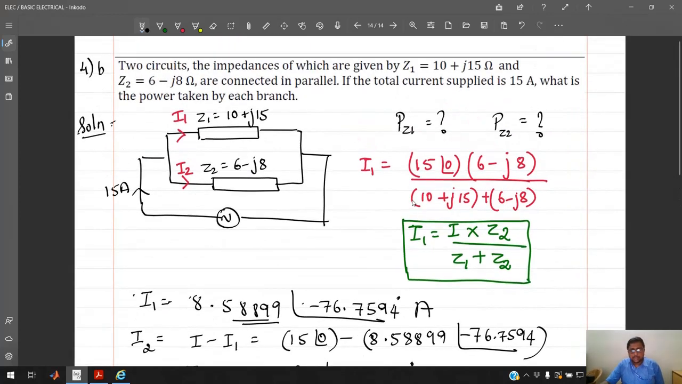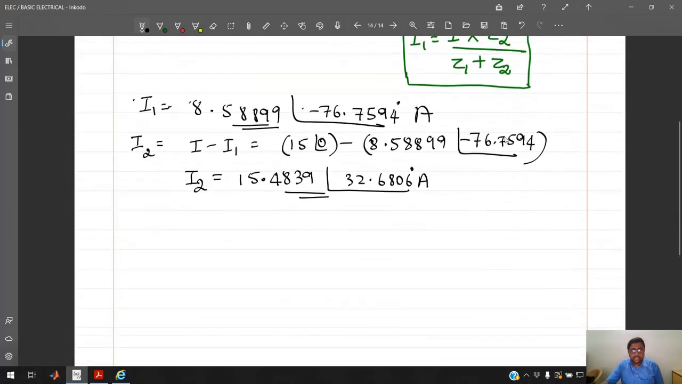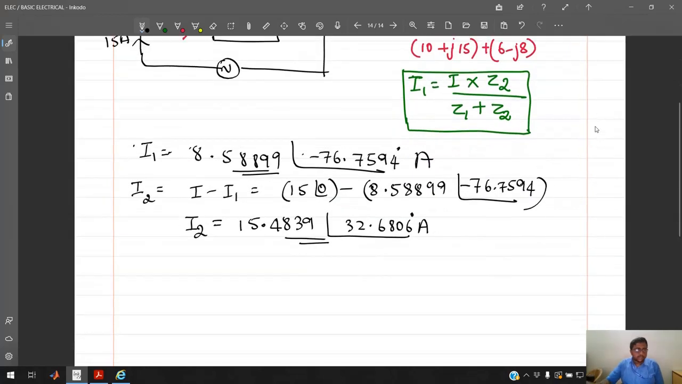But to calculate the power across both the impedances, you know that it is VI cos phi. You need to know the voltage. Current is already calculated. You need to know what is cos phi. So for that, first we will find the voltage. Voltage V can be written as V is equal to I1 into Z1. You can also write V is equal to I2 into Z2. Both are the same. The reason is both the circuits are connected in parallel.